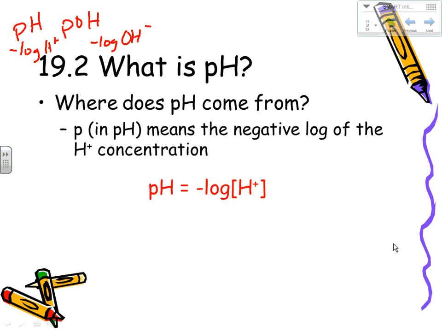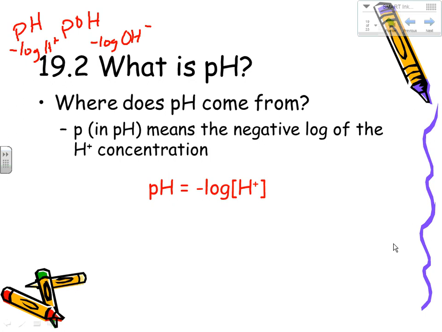Now, for those of you with the graphing style calculator, which is most of you, literally you will plug it into your calculator in exactly this way. You'll hit the plus minus key, then you'll hit the log key, and if at that point it tells you error, then you don't have a graphing style calculator. And then you would plug in whatever the H plus concentration is. Hit equals, and it's going to take the negative log of that value, and it'll tell you then what its pH is. So this is our second useful equation here.